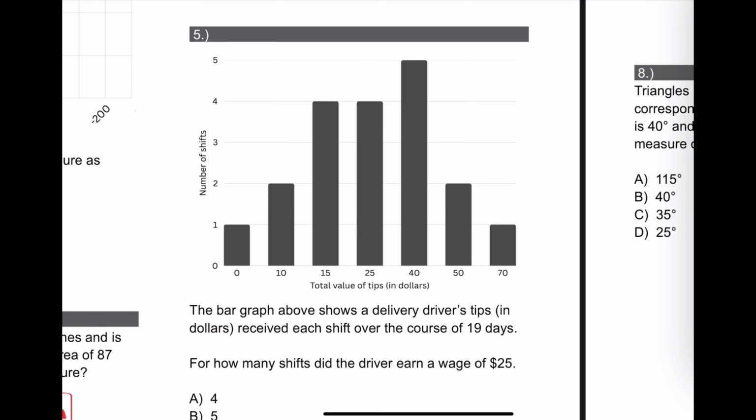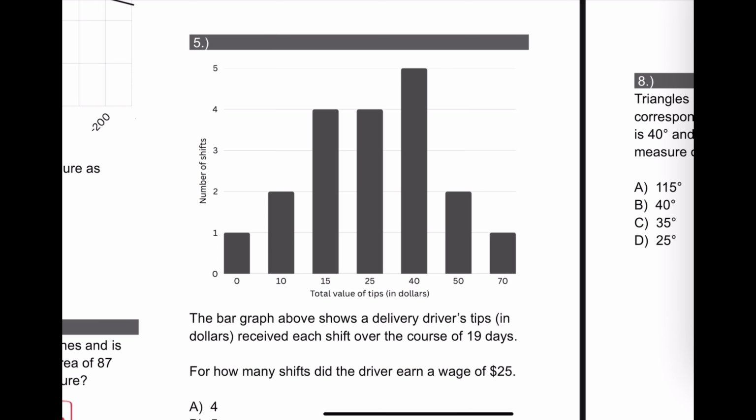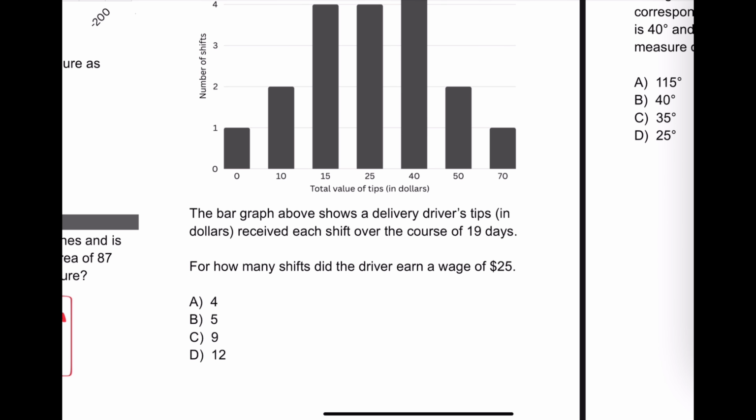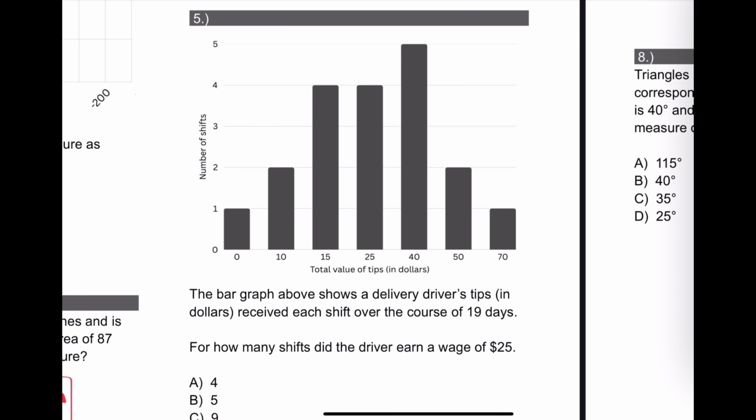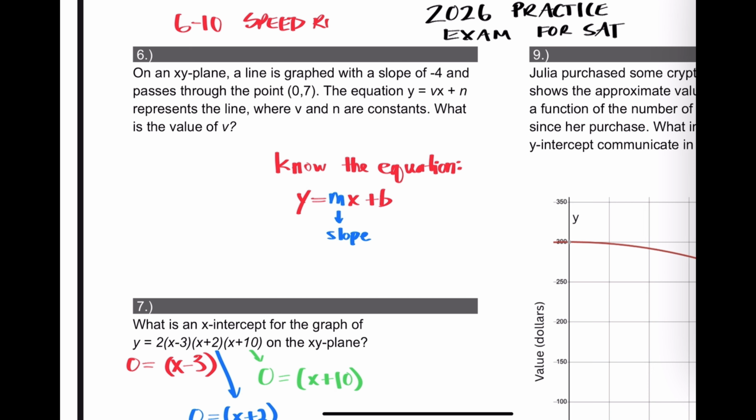Number 5, got another graph here. The graph looks like there's number of shifts in the y-axis and total value of tips in dollars for the x. The problem reads, the bar graph above shows a delivery driver's tips in dollars received each shift over the course of 19 days. For how many shifts did the driver earn a wage of 25? We'll find the 25 there, and it looks like it lines up with 4, so our answer is A.